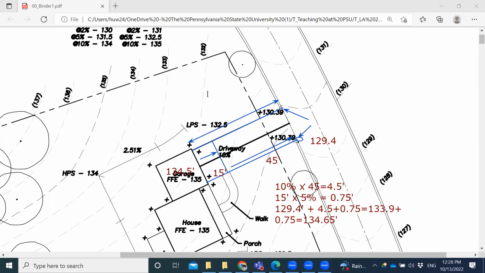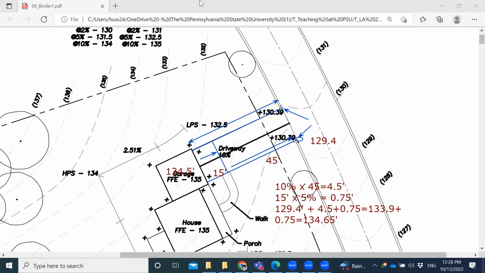Yes. Yes. So okay, good. If you can measure all the dimensions that I just mentioned and verify that this is not too far away from the example that I showed you, you could use garage FFE equal to 134.5 as a starting point.